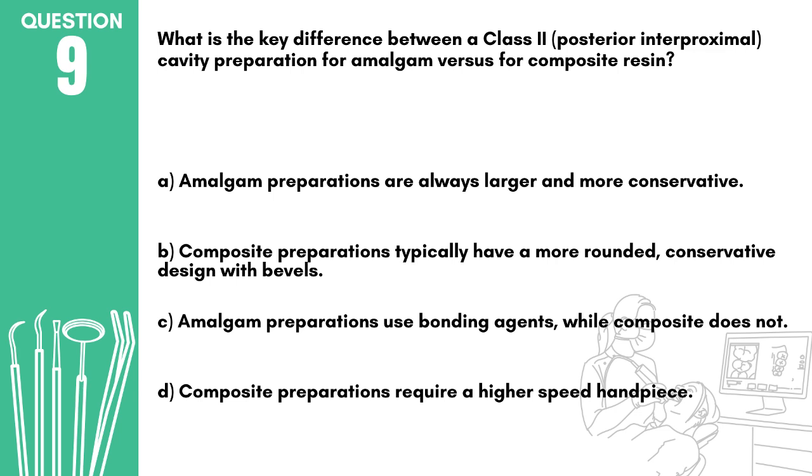Question 9. What is the key difference between a Class II, posterior interproximal, cavity preparation for amalgam versus for composite resin? A. Amalgam preparations are always larger and more conservative. B. Composite preparations typically have a more rounded, conservative design with bevels. C. Amalgam preparations use bonding agents, while composite does not. D. Composite preparations require a higher speed handpiece.